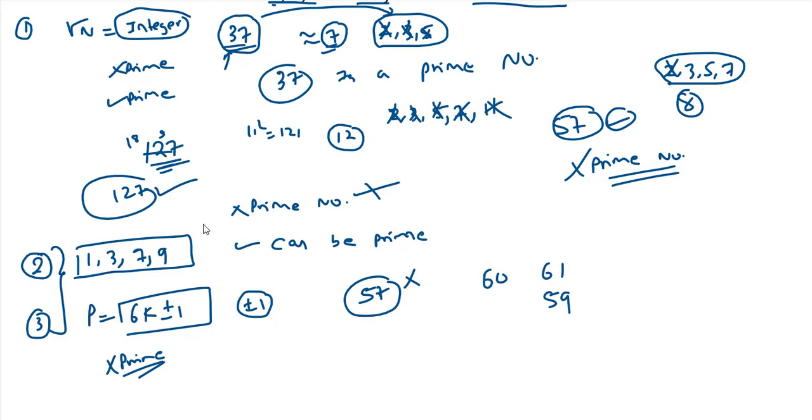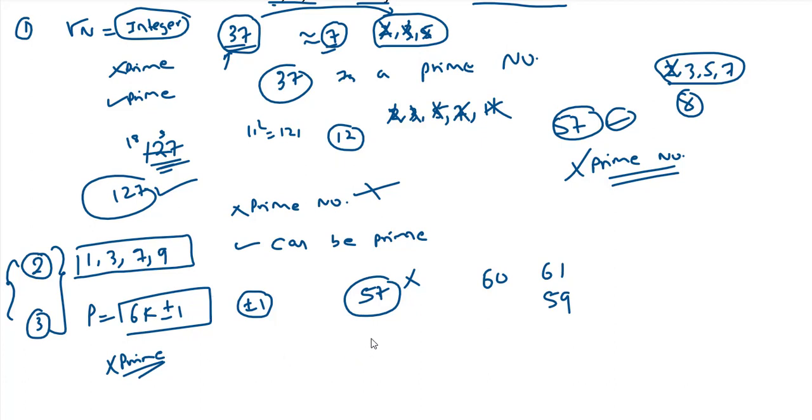So you don't really have to take the square root of 57, then check for divisibility by all the prime numbers less than that. You can straight away, by using these techniques, come to a conclusion if it is not a prime number. But if it is ending in 1, 3, 7 and 9, and if it is of the form of 6k plus or minus 1, then it may or may not be a prime number.